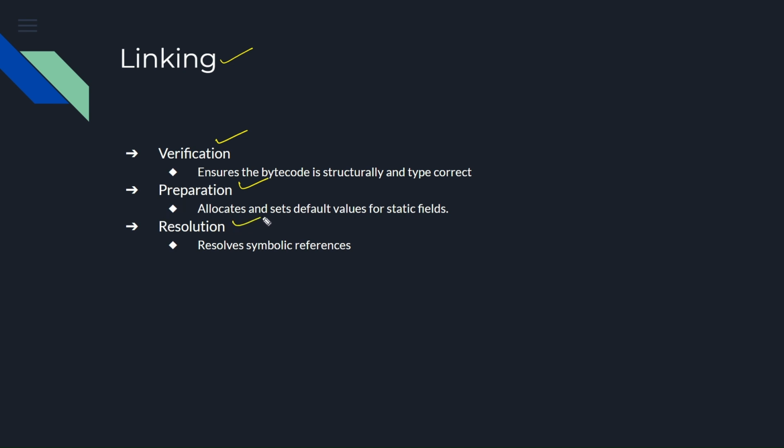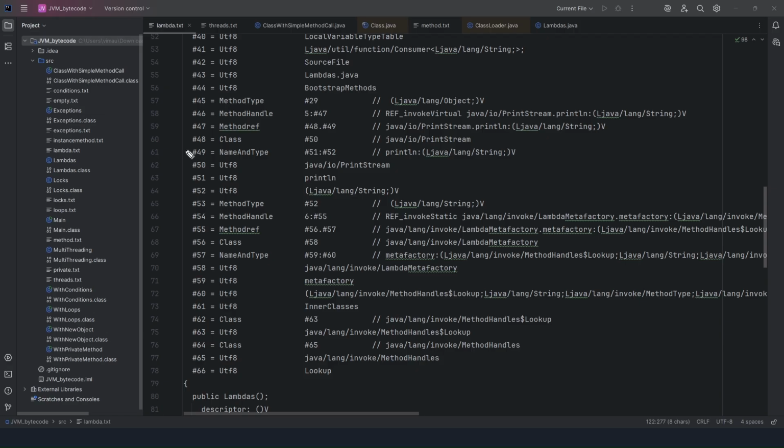Then comes the resolution phase. In the resolution phase, it resolves the symbolic references. What does it mean? What are the symbolic references? So let me quickly show you the bytecode that we discussed in the last video. So here we have a bytecode from the last video, which was on the bytecode deep dive. And on the screen, we can see the constant pool.